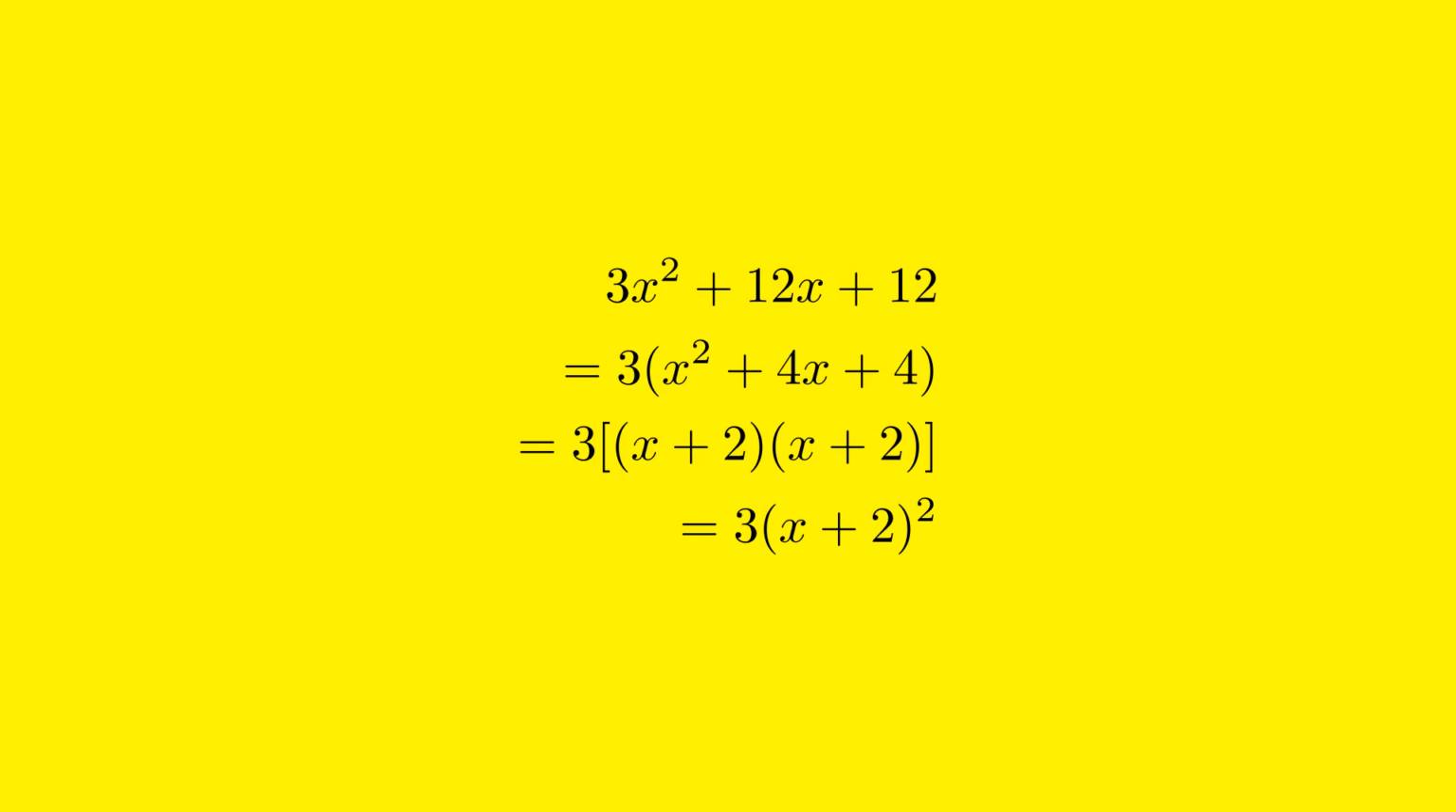Finally, we can't forget about the factor of 3 we factored out earlier. Multiply it back to the equation. Hence, our simplified form of the given quadratic expression is 3 times (x plus 2) times (x plus 2). Thus, the correct answer is 3 times (x plus 2) times (x plus 2).